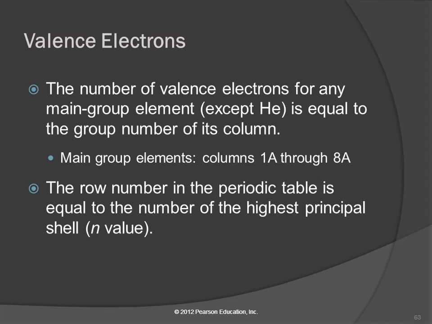is equal to the group number of its columns. And this is using the current US usage of group numbers, 1A, 2A, 3A through 8A. And the reason is that the first 2 columns correspond to those S electrons, and the last 6 correspond to the P electrons. And so that's going to be the highest occupied shell, and that's the number of valence electrons. The row number is going to tell us what the highest principal shell is for those valence electrons. So as you go down the left side of the periodic table, if you look at chlorine, its valence electrons are in the 3rd principal energy level.